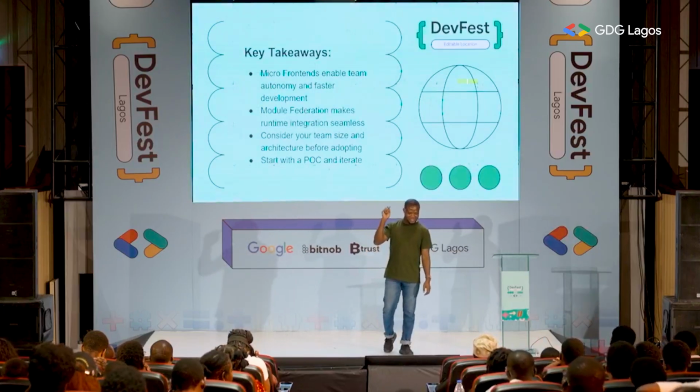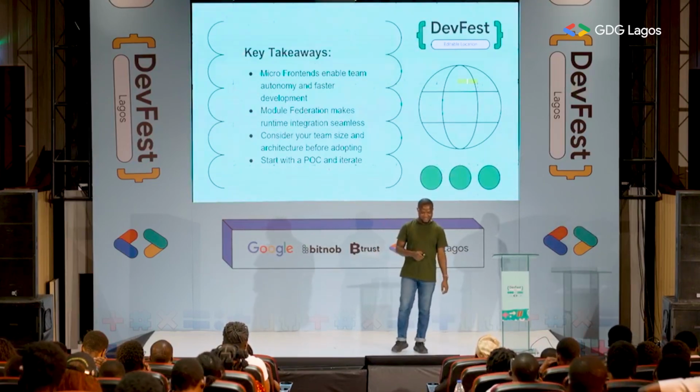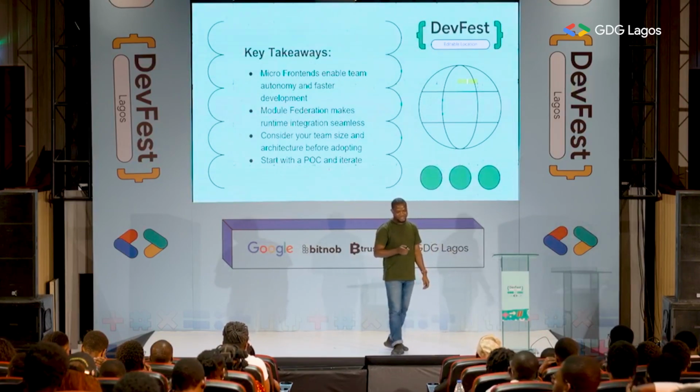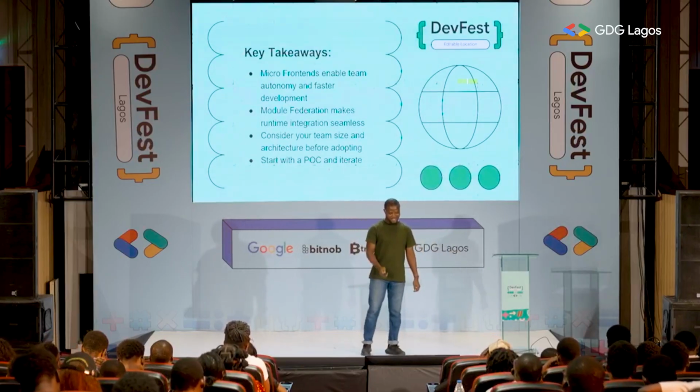Key takeaways: micro frontend enables team autonomy and faster development. Module federation makes runtime integration seamless. Start with a POC and iterate.